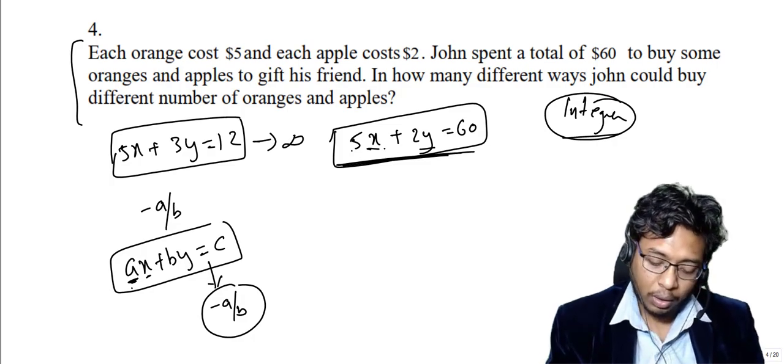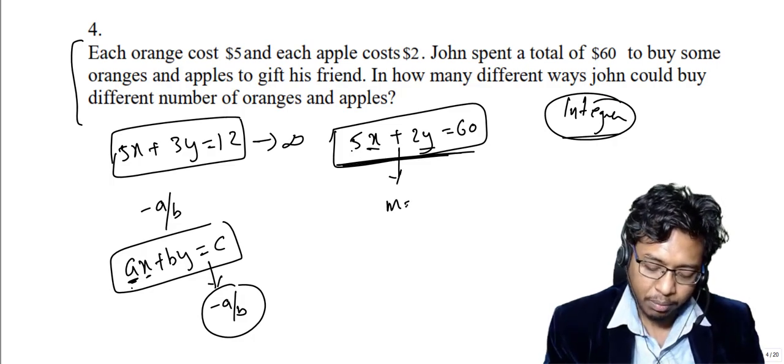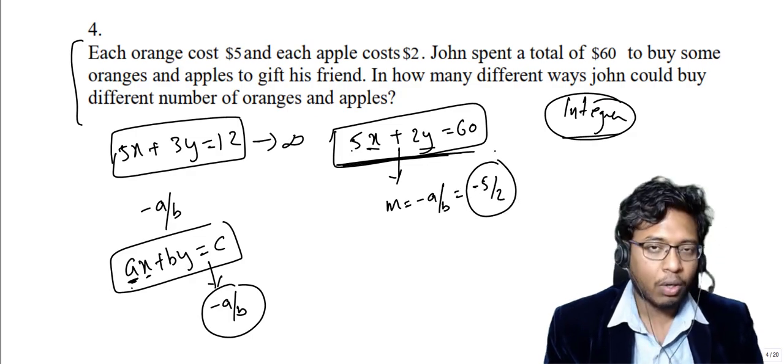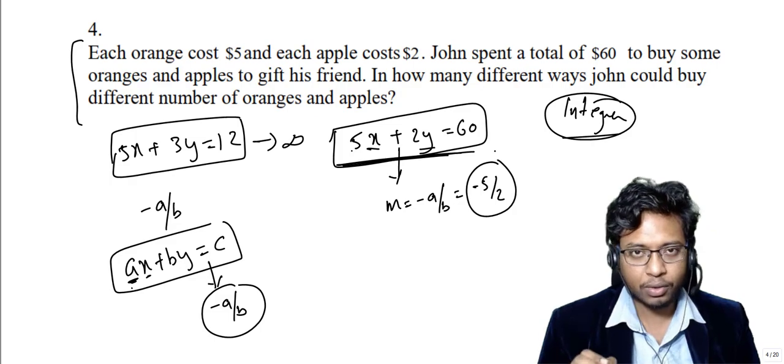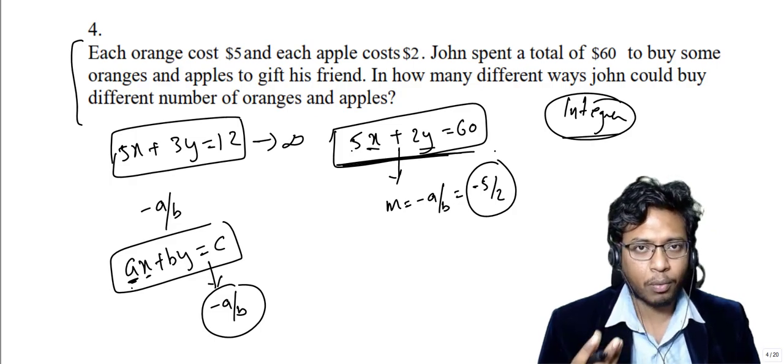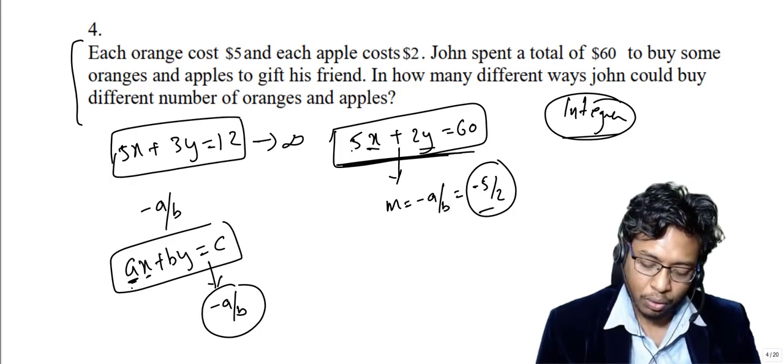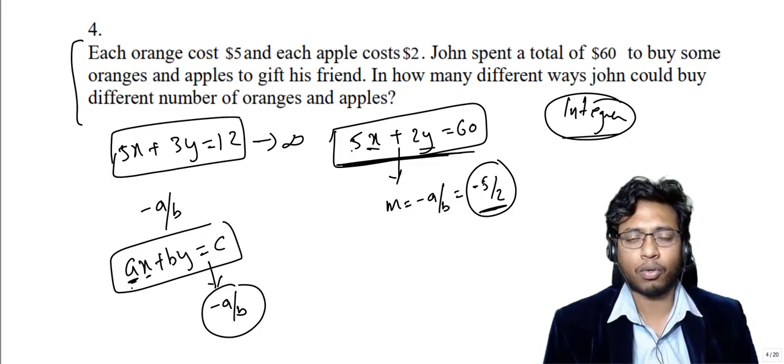So what is the slope of this line? Slope is minus a by b. That means minus 5 by 2. You need not actually calculate the slope. Why I am telling slope is just to find whether it is positive slope or negative slope. So you got minus 5 by 2. That means the slope is negative.